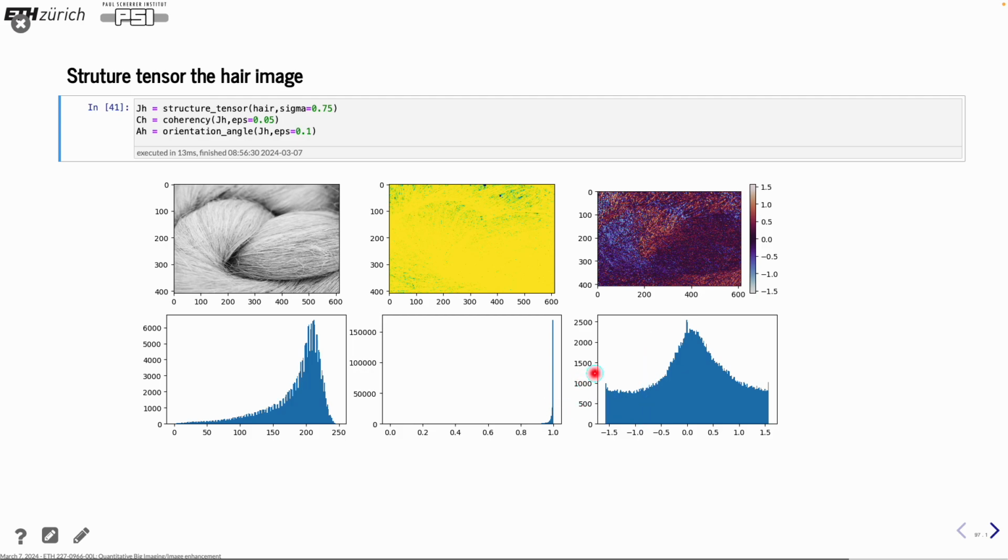And looking at the histogram here, we can see that the average rotation in this image is 0, which means that there is essentially equally much of vertical and horizontal structures. But you can also see that there is a lot of angles in between.